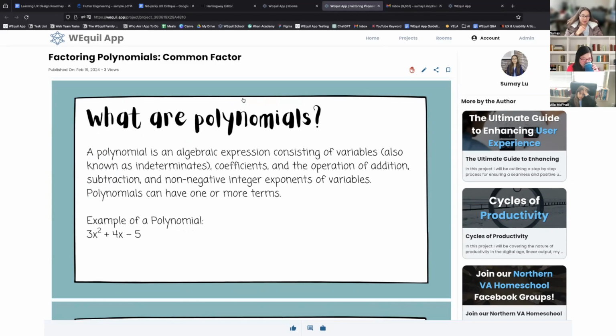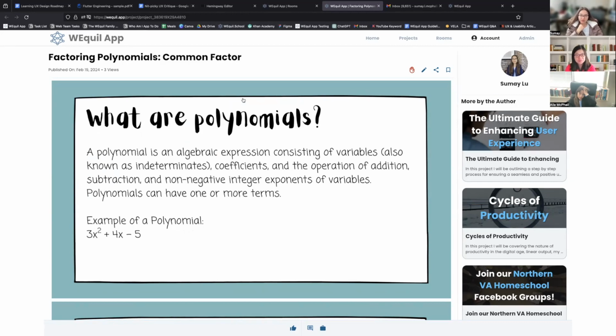A polynomial is an algebraic expression consisting of variables, also known as indeterminates, coefficients, and the operation of addition, subtraction, and non-negative integer exponents of variables. So these polynomials can have one or more terms.